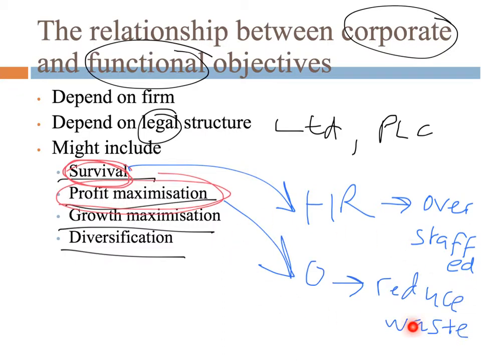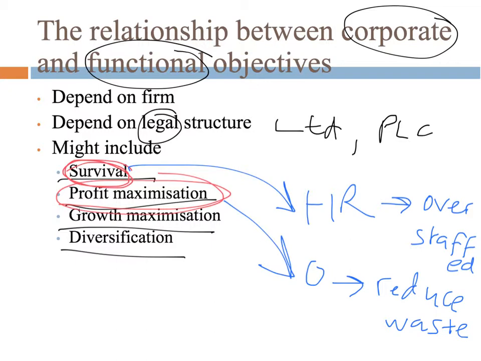So this helps to achieve this. For growth maximization, the functional objectives that will assist a business that wishes to grow might include increasing market share or retaining profit in order to finance more growth. It might be increasing capacity by expanding the number of sites, or it might be recruiting staff and improving training.